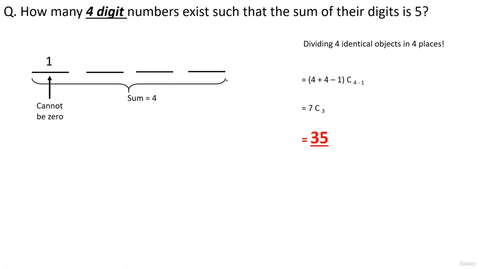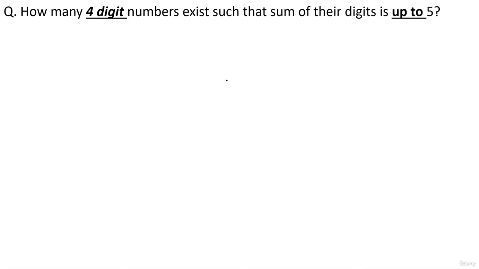Okay, let's slightly change the question. How many 4-digit numbers exist such that the sum of the digits is up to 5? मतलब sum of the digits can be let's say 1 हो सकता है, या फिर 2 हो सकता है, या फिर 3, या फिर 4 या 5 कुछ भी हो सकता है. Okay, so one way to solve the question is, guys, very direct approach is you take cases. Okay, first case is you take that sum 1.